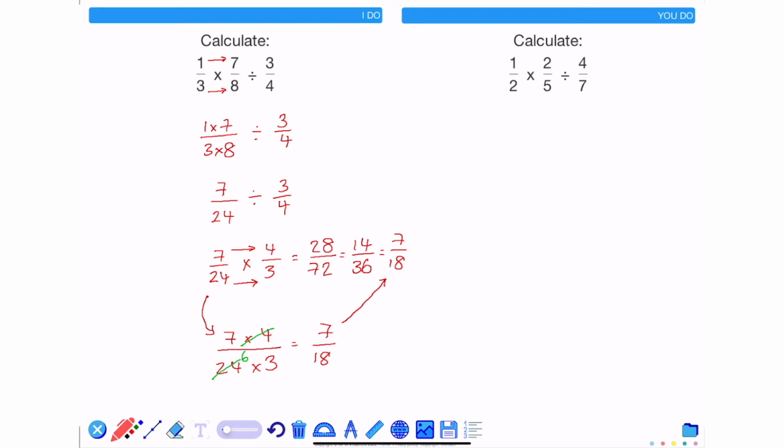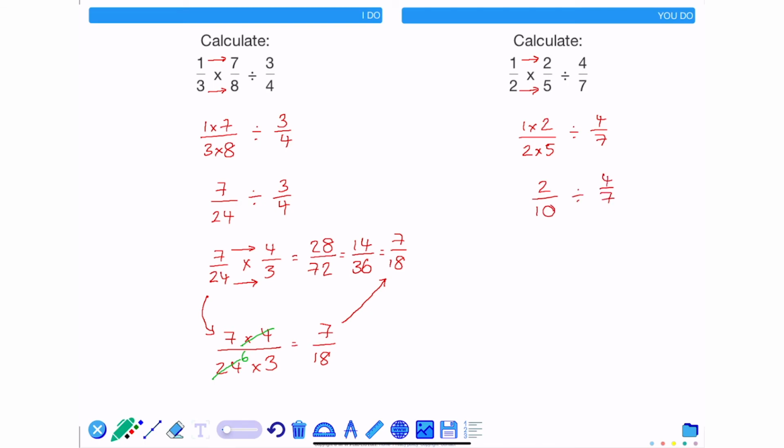So the first thing I need to do is multiply the first two fractions together, 1 times 2 and 2 times 5. I'll then divide this by 4 over 7. Notice how we've got a common factor of 2 in both my numerator and denominator of the first part. So 1 times 2 is 2, and 2 times 5 is 10, and dividing it by 4 over 7.